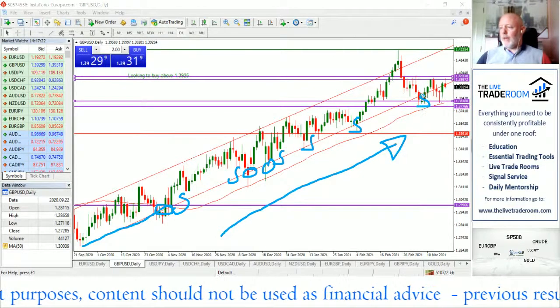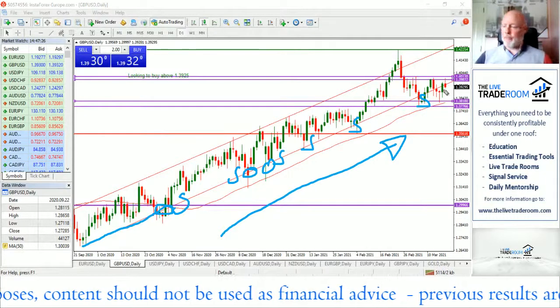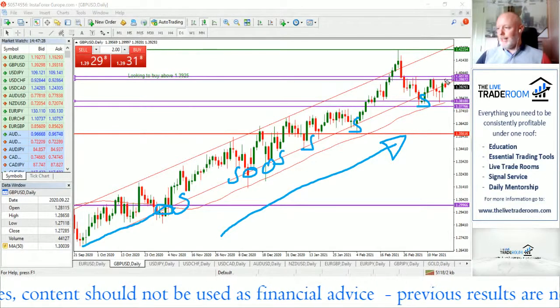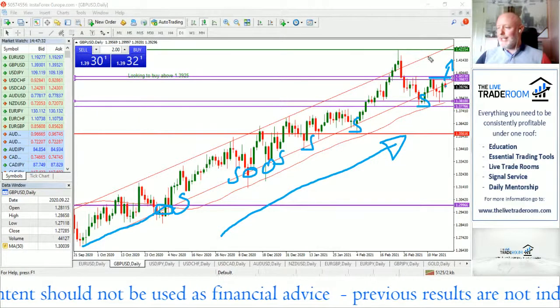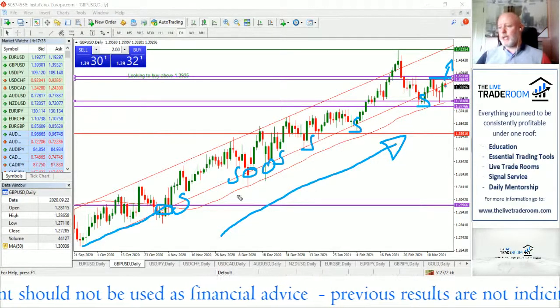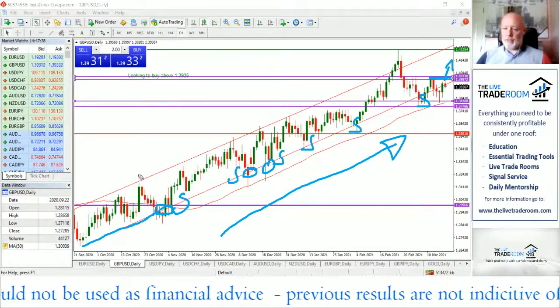And now we're currently up at this level. We're actually looking for some strength to come into the pound against the dollar. We're not really seeing it just yet, but when these prices break above this level and push higher, we can see there's a bit of room for this market to continue its upward momentum.